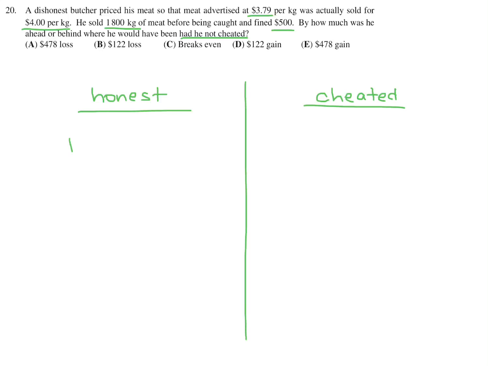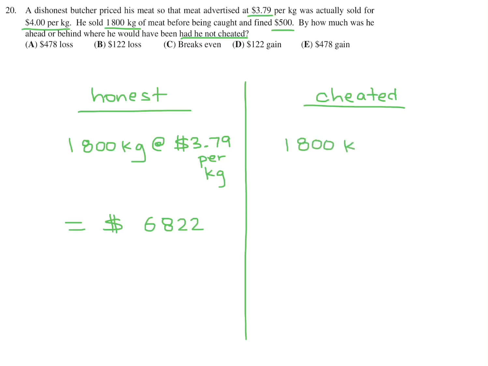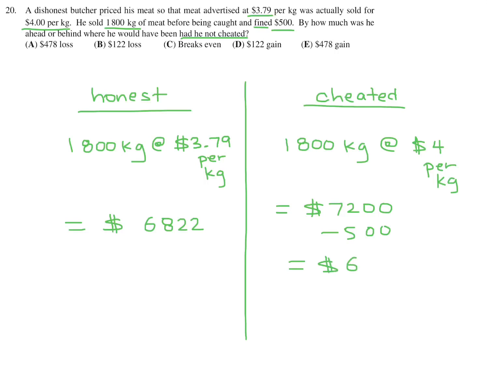So the first scenario is if he sold 1,800 kilograms of meat at $3.79 per kg. And if he did that, he would have made a total of $6,822. Now he cheated, so he sold it a little bit higher than he should have. In that scenario, he sold the same amount of meat, but at $4 per kg. And when he did that, he made $7,200. But then he was fined $500, so we have to subtract 500, and that leaves a total of $6,700.